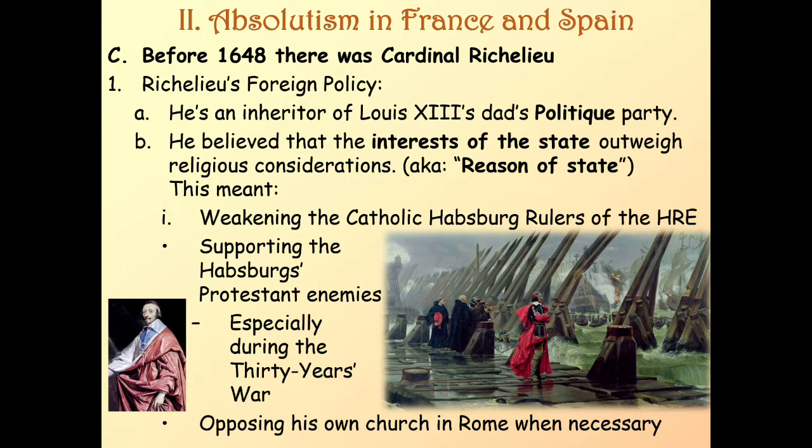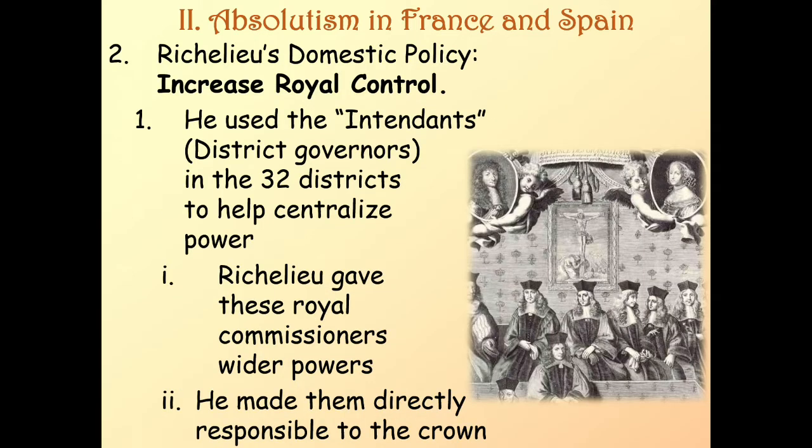And what this meant was weakening those Catholic Habsburg rulers of the Holy Roman Empire and supporting the Habsburgs' Protestant enemies, especially during the 30 Years' War. And it meant opposing his own church in Rome, of which he was a cardinal when necessary. Then we have Richelieu's domestic policy, increase royal control. That was his main goal. And one of the ways he did it was to use these intendants, district governors, in the 32 districts of France to help centralize power.